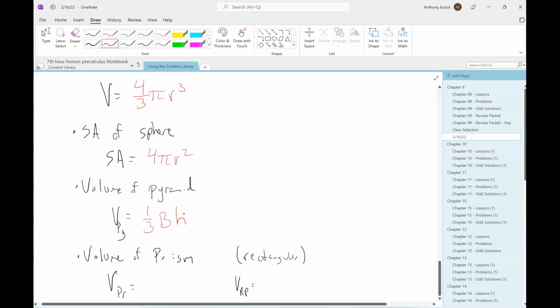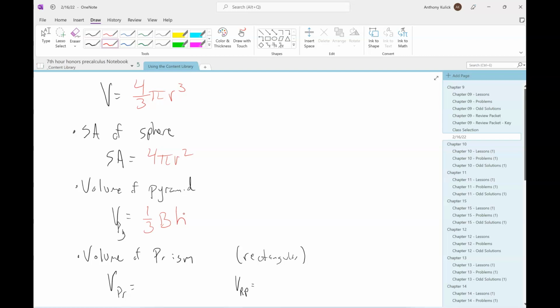So just 1/3 times the area of the base times the height. Again, if the base is a square, length times width or whatever, but what if it's a pentagon or something weird? It becomes kind of a nightmare if it's not a quadrilateral, because there's a kind of a hassle to deal with.